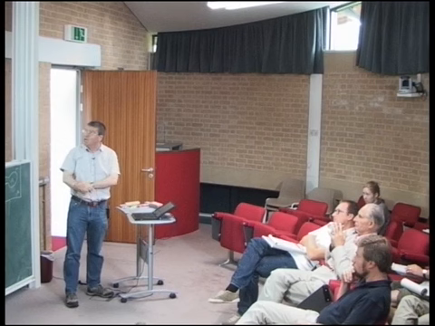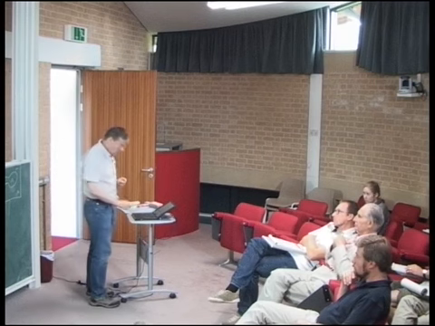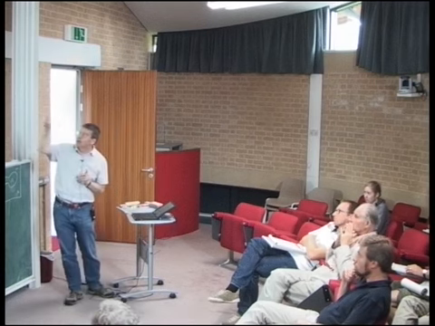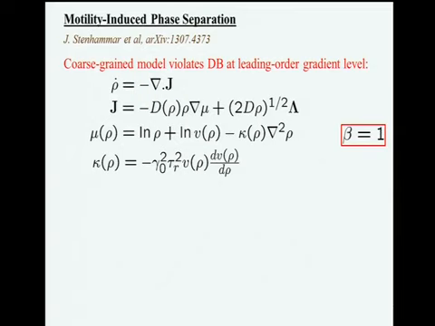Okay, so here is what we have. The rate of change of density is still a current. The current has a noise term, and I can write it still as D of rho grad mu.